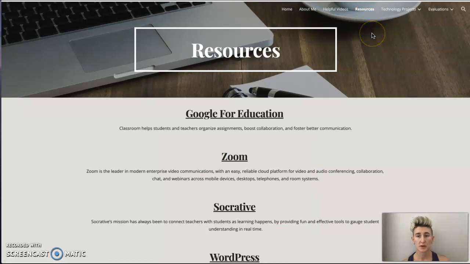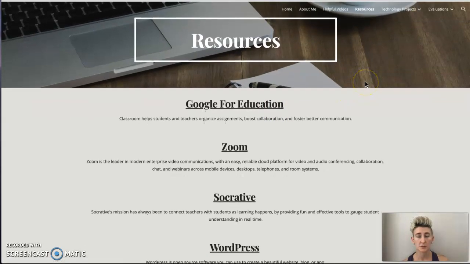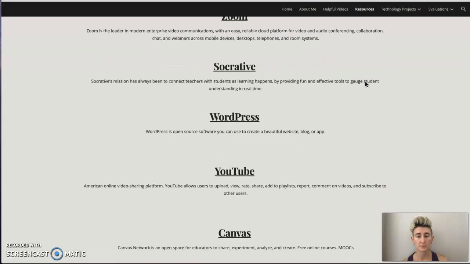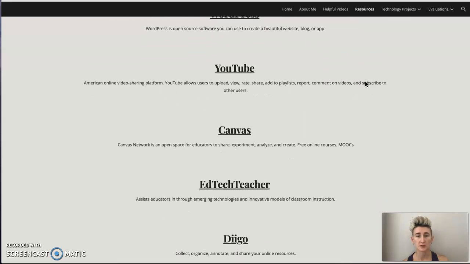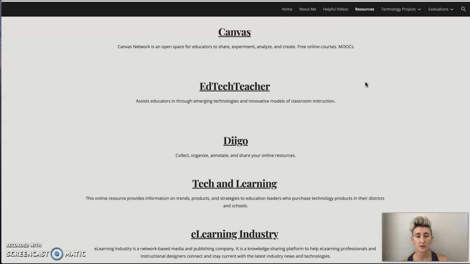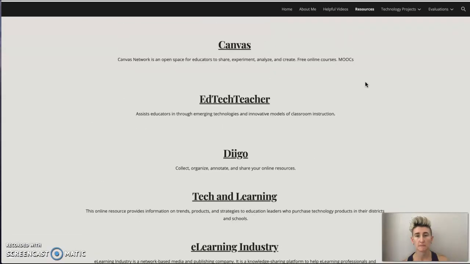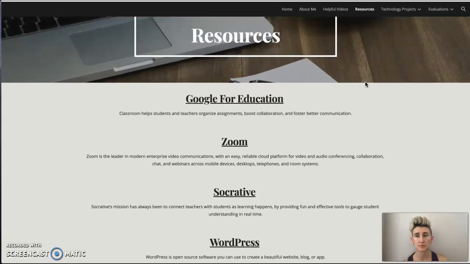Resources that I chose that would be helpful for this type of web page obviously is going to be Google for Education, and these all have hyperlinks attached to them. Zoom, Socrative have several different links. So anyone interested in instructional design would be able to find a lot of good information off of these pages, that they too can add them to their resource list.